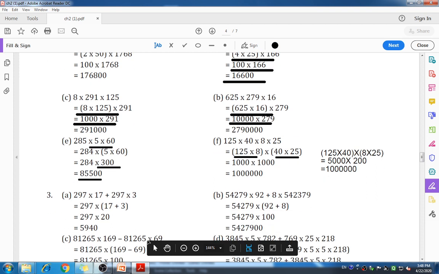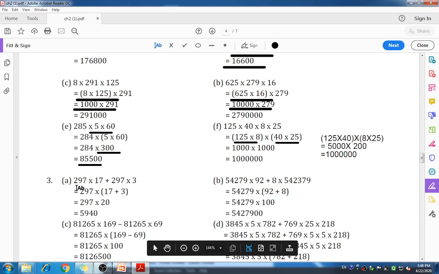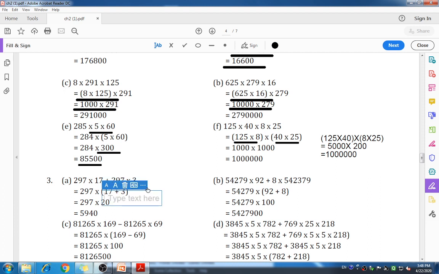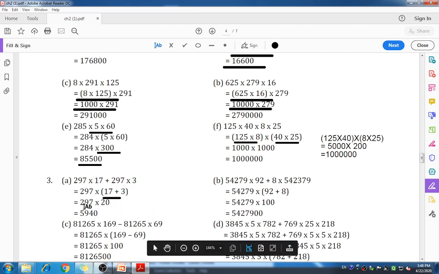Okay. The third question is we have to find the value. Look carefully: 297 into 17 plus 297 into 3. We can see that 297 is a common number. So we will put it outside of the bracket, that is 297 into, and in the bracket we will write 17 plus 3. 17 plus 3 becomes 20. So 297 into 20, we get the answer 5,940.